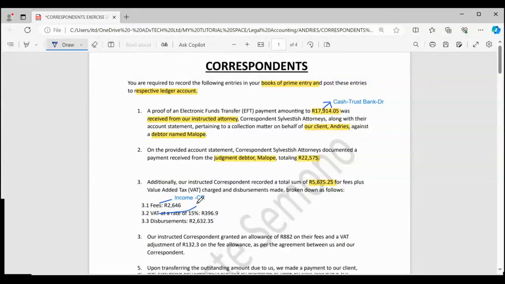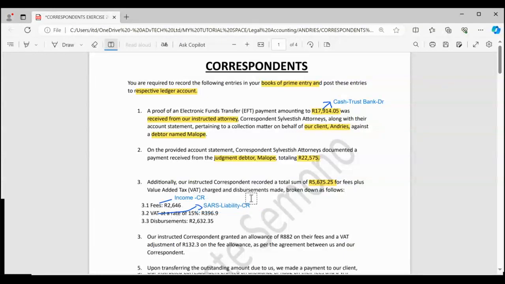Can you see now? We have got SARS, which will be the output VAT. Now this is the VAT on this 2646. So again, this VAT will be recorded, and this will be a liability. This will be a SARS, of which we owe. It is going to be a liability, and obviously the liability increases on the credit side. So we must also account to SARS at the end of the day.